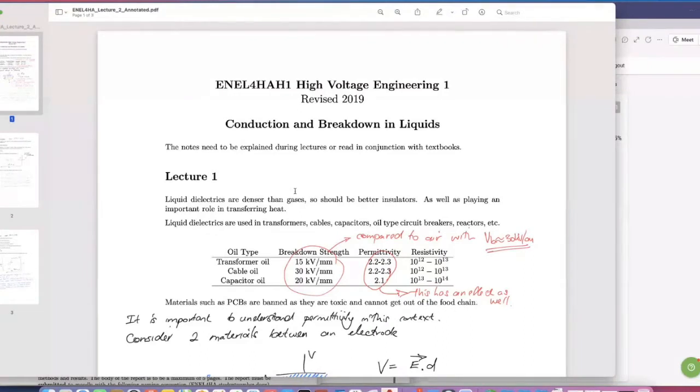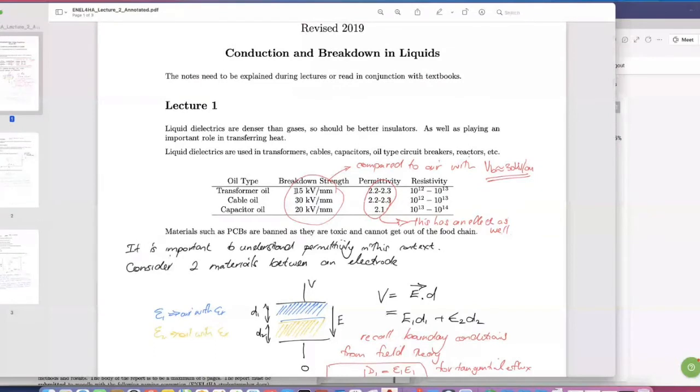The electrons in a liquid dielectric would not gain energy in the same manner that they gain energy in a gas. Right. Liquid dielectrics are used in transformers, cables, capacitors, oil-type circuit breakers, and reactors. Those are the predominant ones. Oil-type circuit breakers are very problematic, and they're causing lots of failures around the country. They're generally being replaced by vacuum-type circuit breakers.